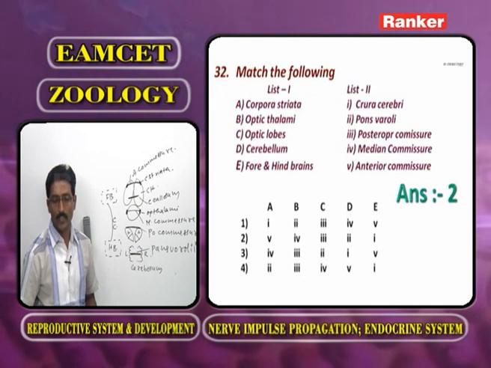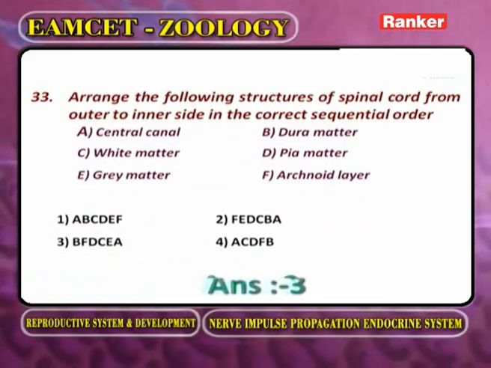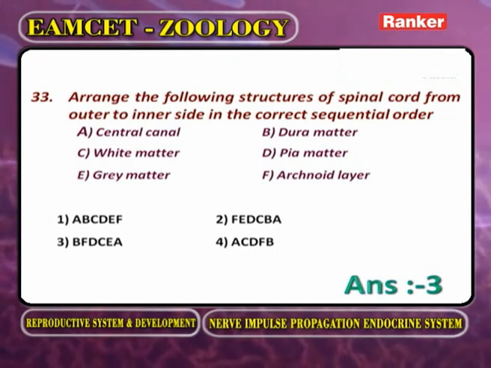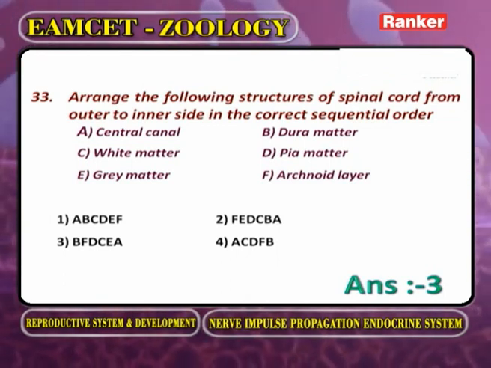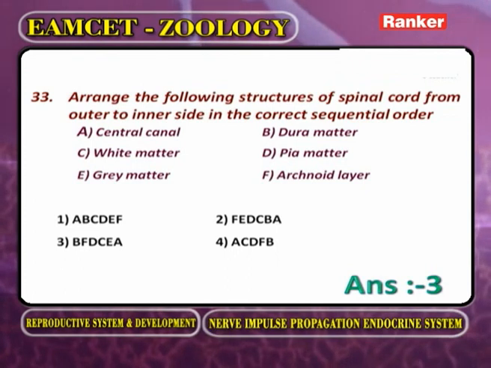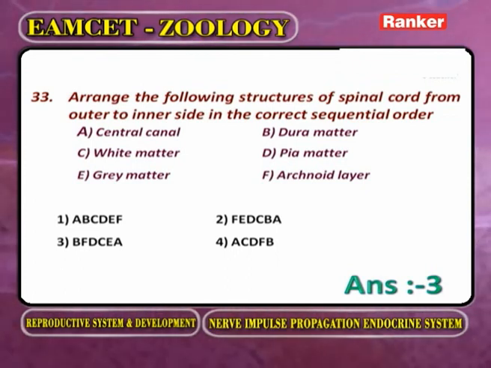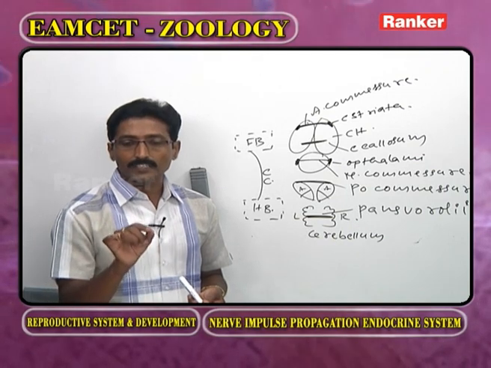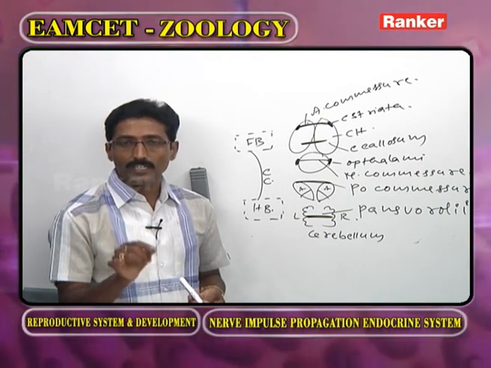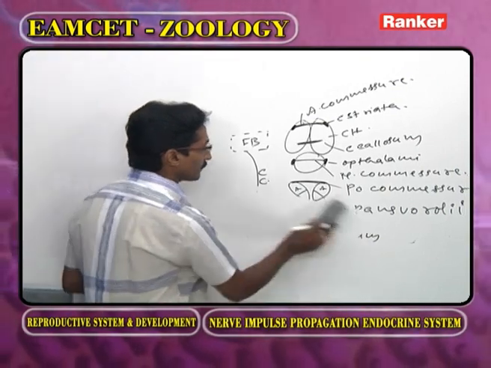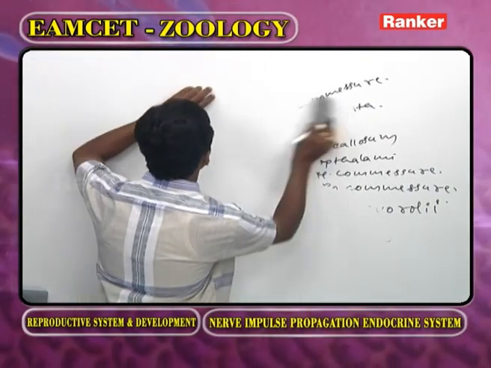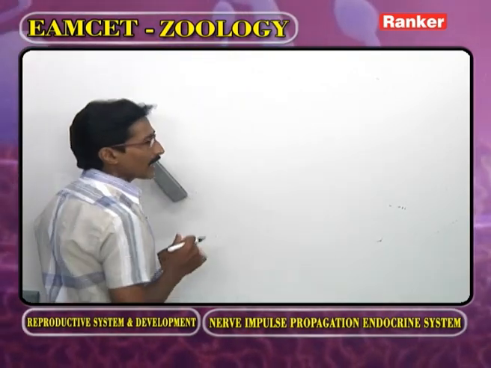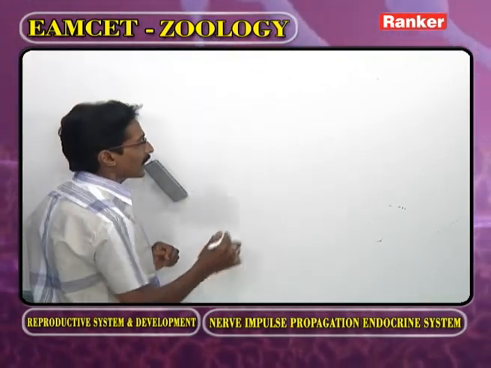Now we go for the next question. Arrange the following structures of the spinal cord from outer to inner side in the correct sequential order. Here we are asking regarding the spinal cord. Now as we observe the mammals, 3 meninges are present. Now we are asking about the spinal cord.